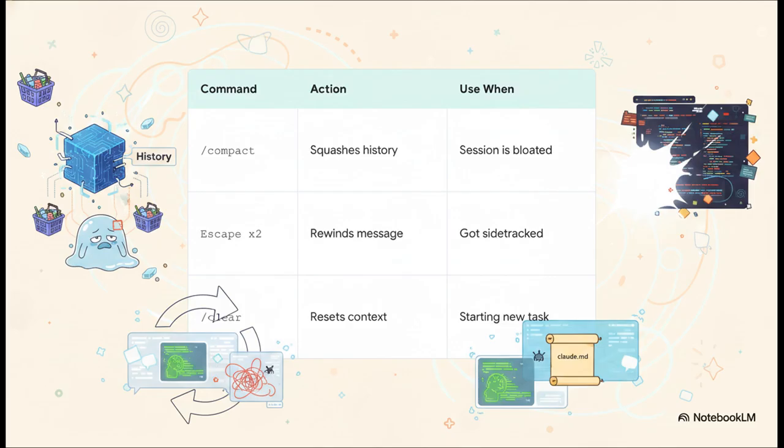Now, if you went down a rabbit hole or got sidetracked by a bug, just hit the escape key twice. That lets you quite literally rewind time to a previous message, trimming away those useless tangents. And if you finished your feature and want to start a brand new unrelated task, easy, /clear. It resets your context right back to its pristine original state.